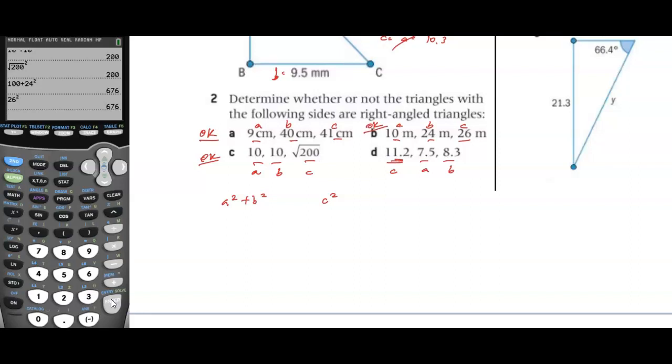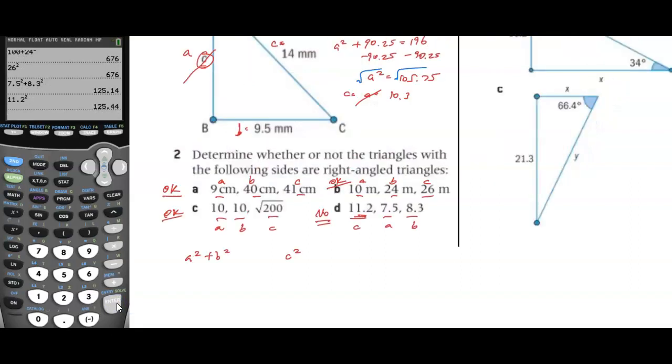What about D? 7.5, 8.3, and 11.2. So 7.5 squared, 8.3 squared, is equal to 125.14. What about 11.2 squared? 125.44. So no. Okay, all right.